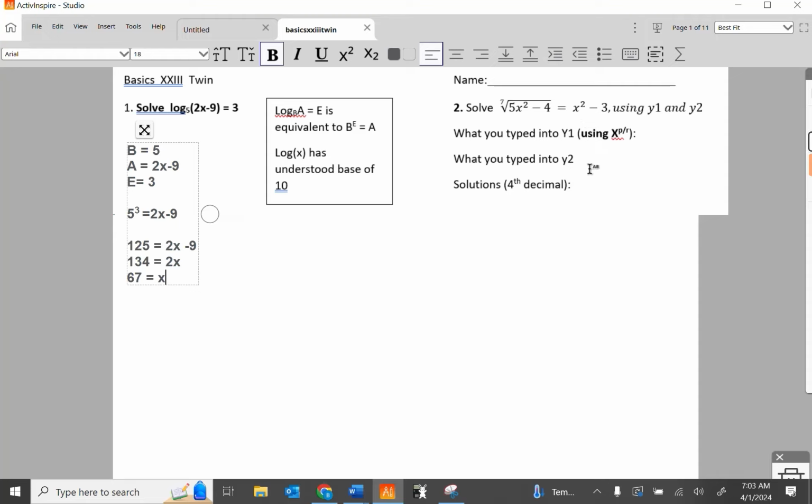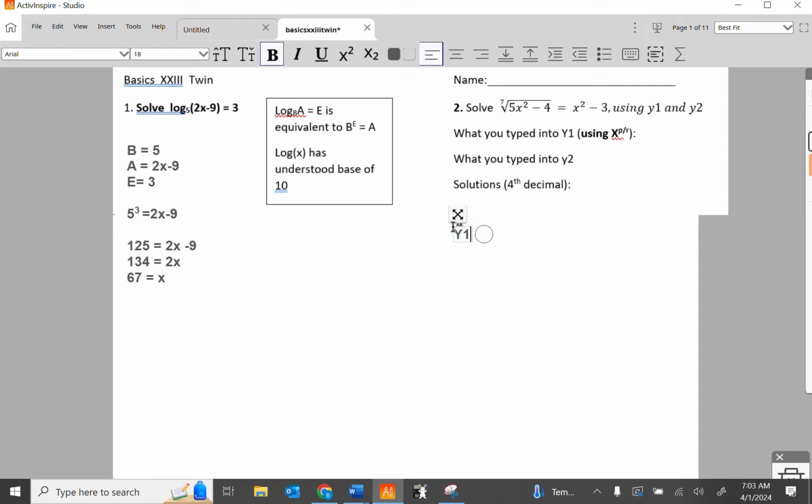Anyways, number 2, solve this thing using y1 and y2. You're supposed to show me how you use y1 using x to the p over r, not some of the shortcuts that are in a calculator. I know they're there. Don't think you know more than me, because you don't.